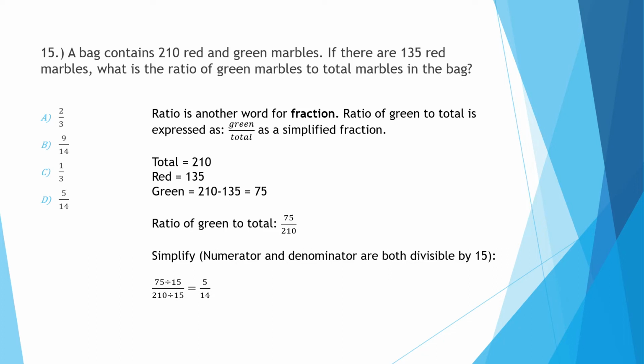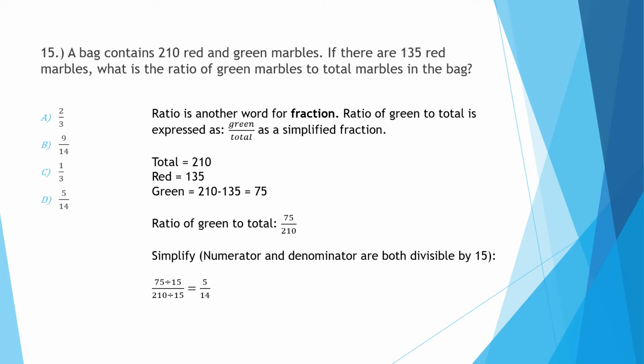Since we know that there are a total of 210 marbles and 135 red marbles, then the green marbles must be what's left. 210 minus 135 gives us 75 green marbles. The ratio of green to total would be 75 green marbles out of the 210 total.